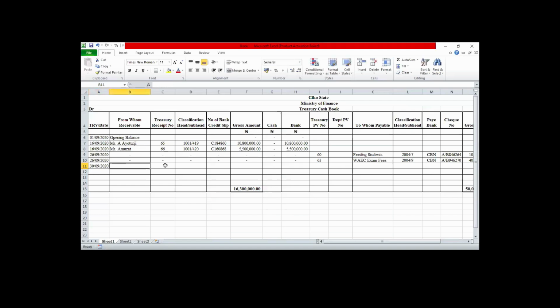30/09/2020. We have balance carried down of how much? Or your closing balance. Come to the bank side. That will now be 33,700,000. This is it. Then this will now have an equal balance with the credit side.